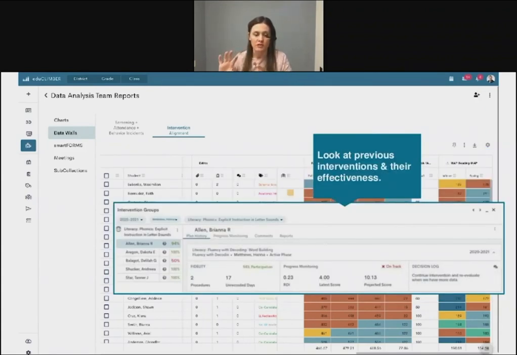Again, it's important too to think, at the individual student level, about what other interventions have been put in place. So here I'm drilling down and looking at previous interventions and how the student has done. We can see that the student was not on track for their intervention. And we can know what it is that the student had so we don't repeat that same effort. Or we can think about what did or didn't work for that intervention.